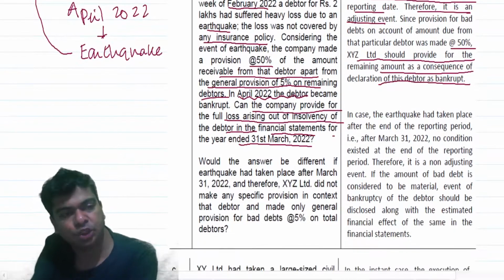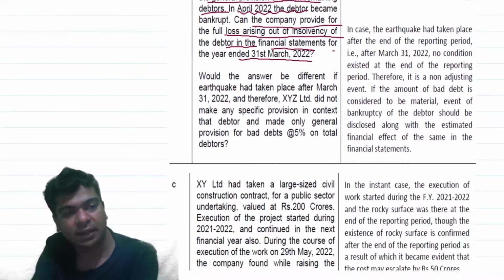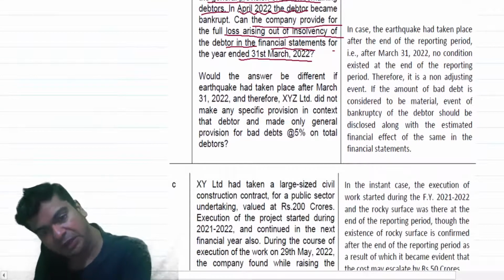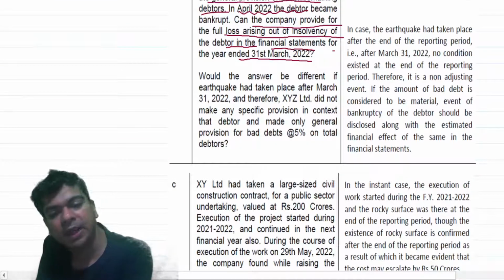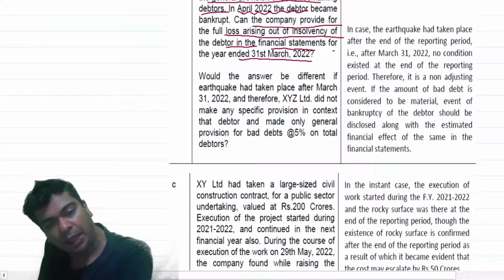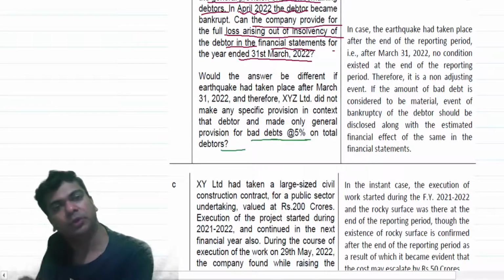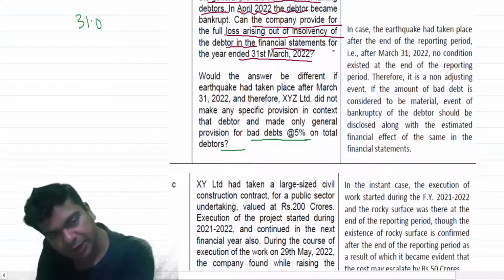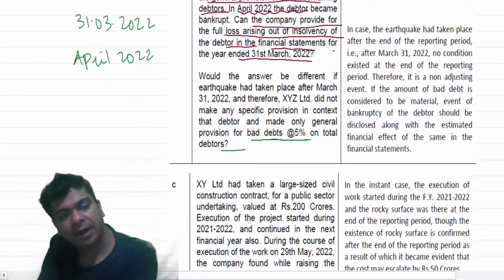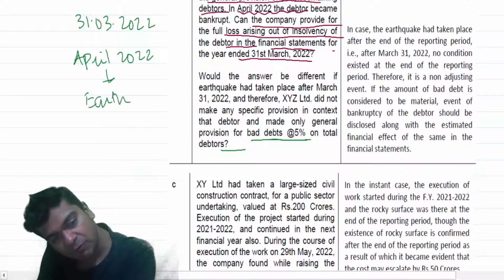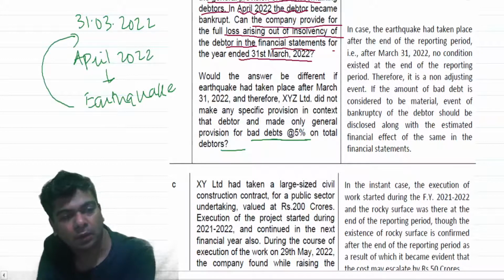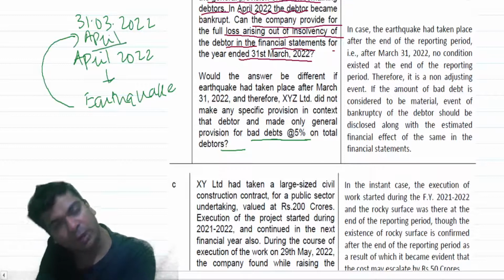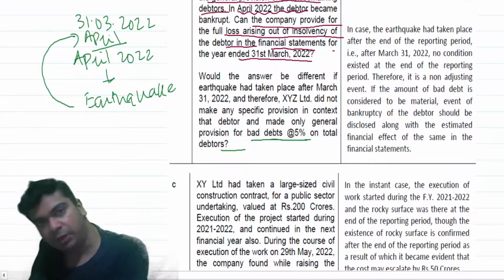Then there is a slight variation which they have given over here. They say, would the answer be different if earthquake had taken place after 31st March 2022 and therefore XYZ Limited did not make any specific provision in context to that debtor and made only the general provision of bad debts at 5% on the total debtors? Your year ended on 31st March 2022. In April 2022, the debtor became bankrupt. The debtor has become bankrupt because of loss caused by earthquake, but this earthquake has occurred, obviously, sometime in April only. That is after the reporting date.